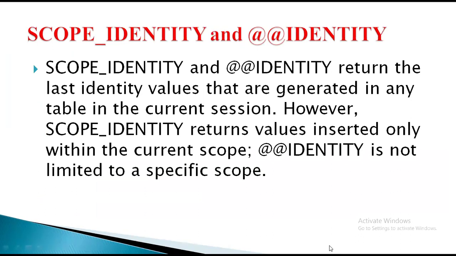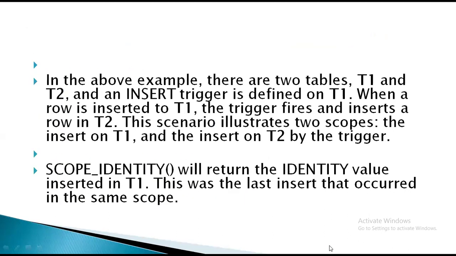However, SCOPE_IDENTITY returns the value inserted only within the current scope, right? @@IDENTITY is not limited to a specific scope. It will be out of scope also. Out of scope means what? It is not giving the value for that table. It is giving the value for the table where it was inserted by the trigger. And SCOPE_IDENTITY is limited. Scope is limited, right? This is the same session I have explained.